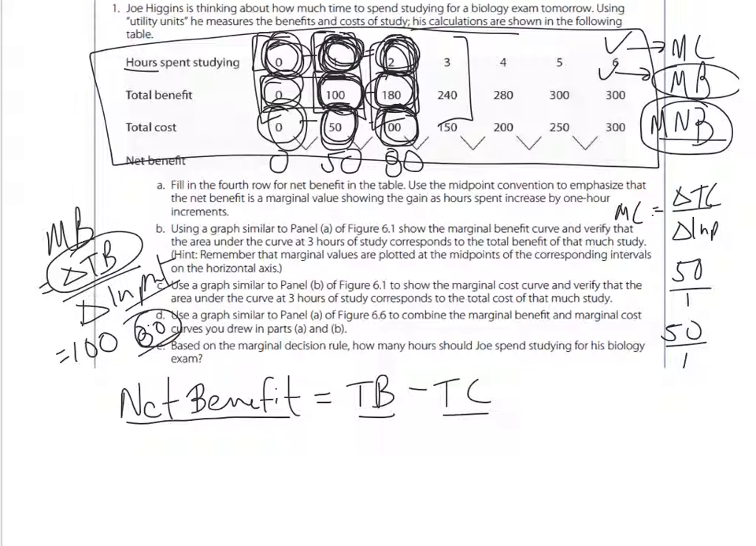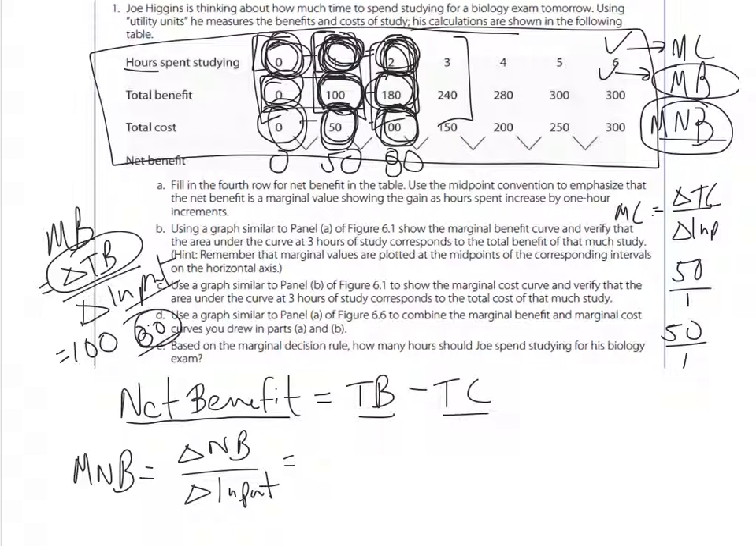Okay, so you can think of net benefit being in the same category as total benefit and total cost. You're evaluating it at only one particular number of hours, and then you're just doing a straight up subtraction. Now, if we're going to talk about the marginal net benefit, that's the change in the net benefit divided by the change in the input.